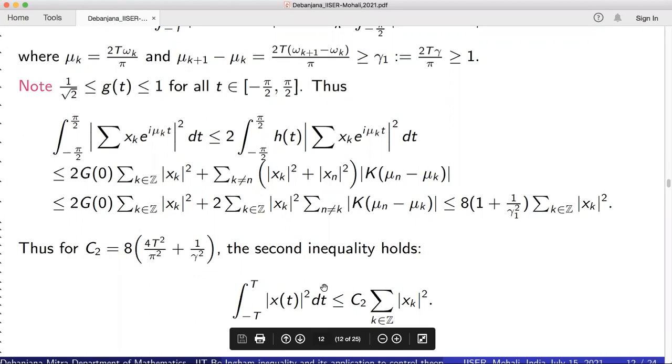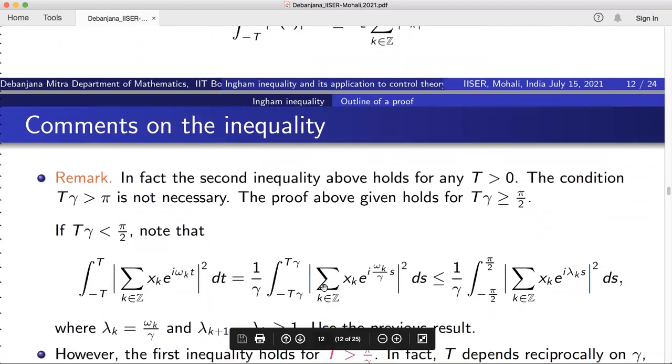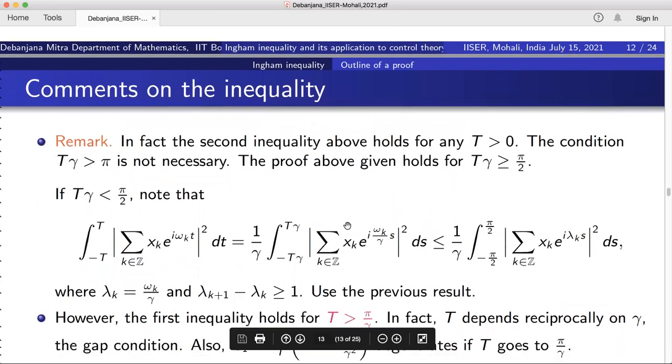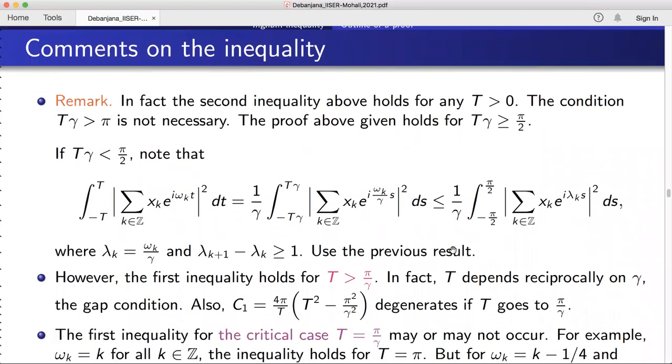But here I have one remark, which was already studied. If you see the proof of the right hand inequality, you basically don't need that T gamma is strictly greater than pi. In particular, the right hand inequality holds, which is related to the well-posedness of the PDE. So naturally it should hold for any T greater than 0. In the previous proof, we only used that T gamma is greater than or equal to pi by 2, and in that setup you have the result already.